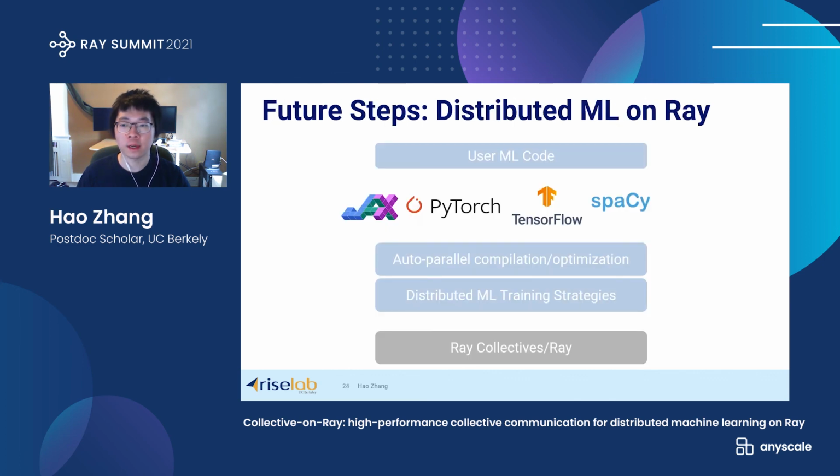On top of these collective primitives, we are building Ray native distributed machine learning training systems, such as parameter servers and pipeline parallel training strategies. A key advantage is that with Ray's help, they can be used to distribute very arbitrary Python-based ML code beyond TensorFlow and PyTorch, such as those written in spaCy, Thinc, or JAX, or even NumPy code. Stay tuned for our development on this part.